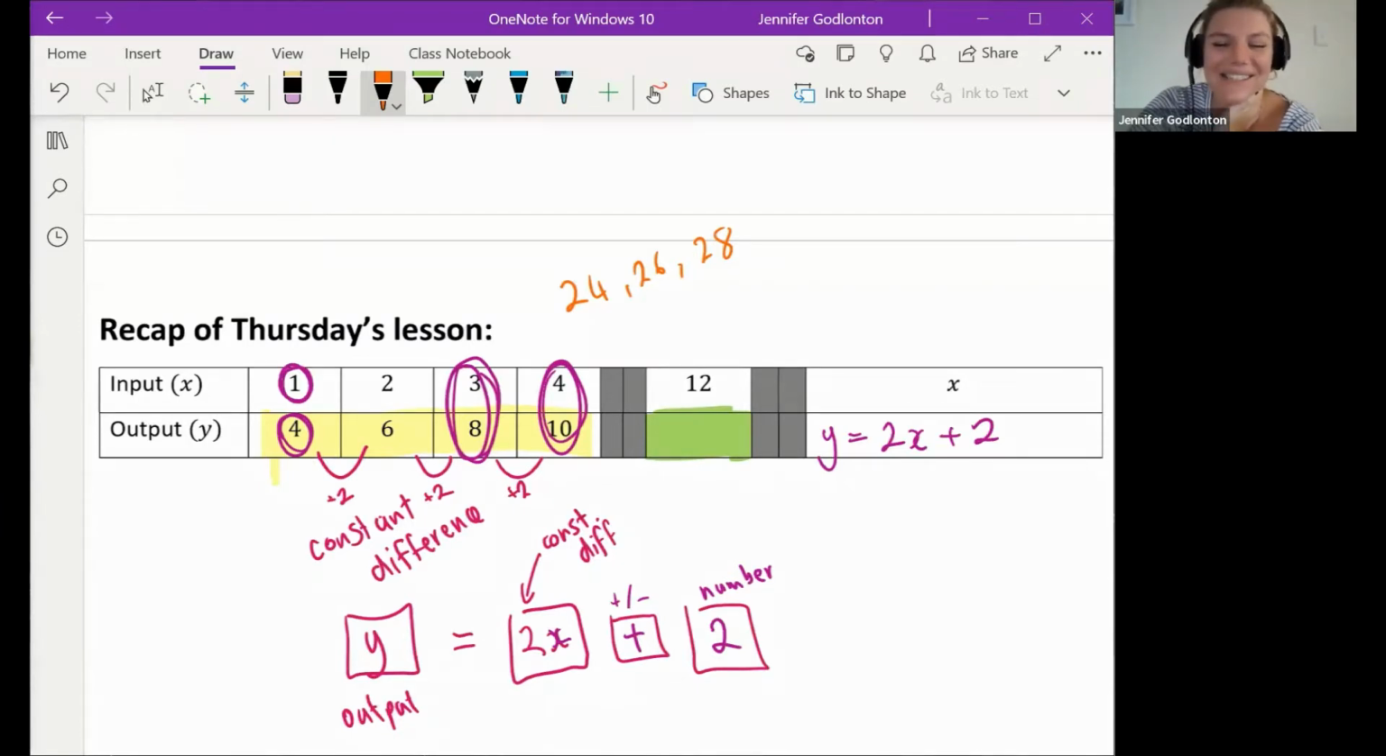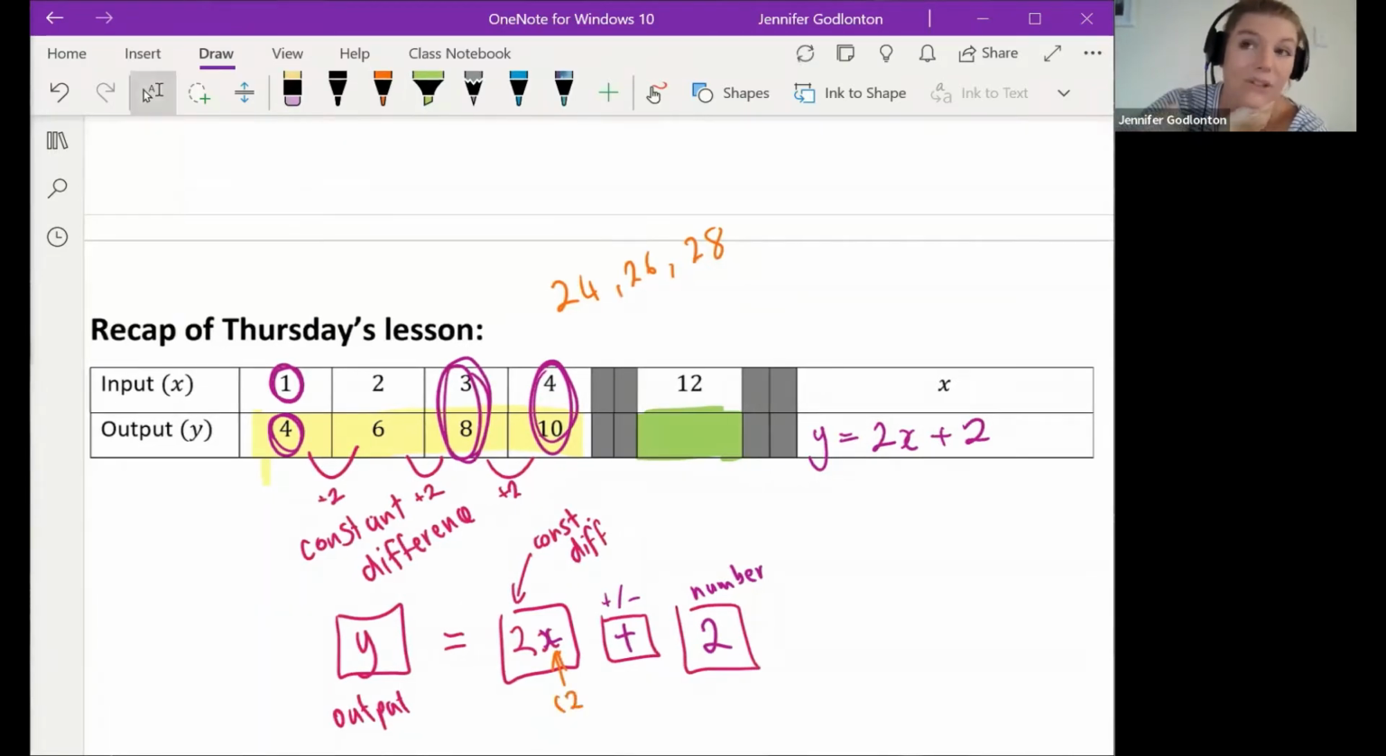Okay, so the reason why it's 26 is we're making this x over here 12. So that's our 12. Okay, so we're going to say 2 times 12, which is 24, and 24 plus 2, which is 26.